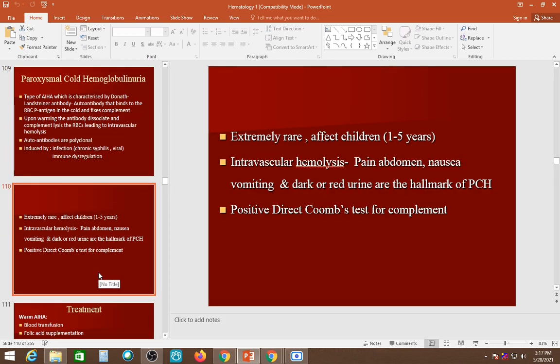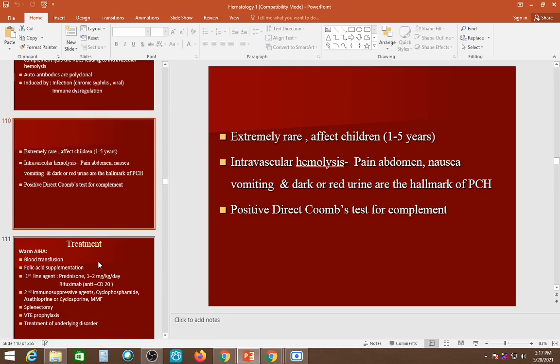However, it is very rare and usually affects children. It usually causes intravascular hemolysis, so these patients will present with abdominal pain, nausea, vomiting, and also the passage of dark or red urine, which is a hallmark of PCH. And here the Coombs test will be positive for complement, remember, for the cold type.